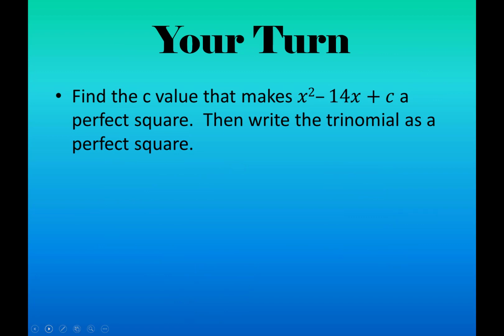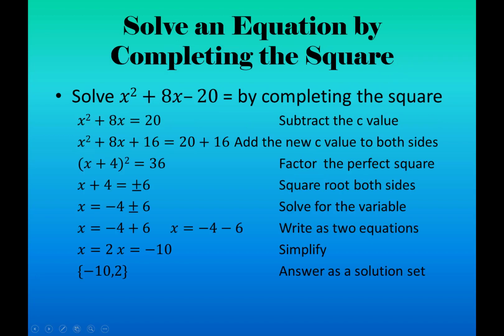Okay. So on this one, we write the trinomial as a perfect square. This right here, did you say 49? And so it would be x minus 7 squared. That's just a review from last time.